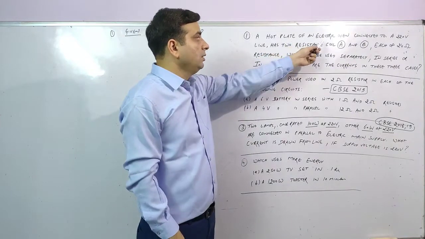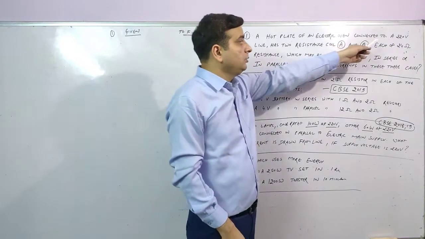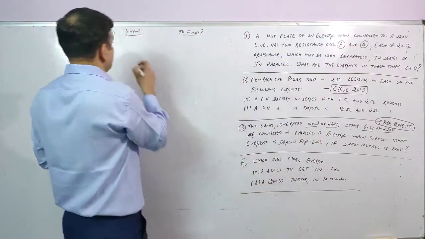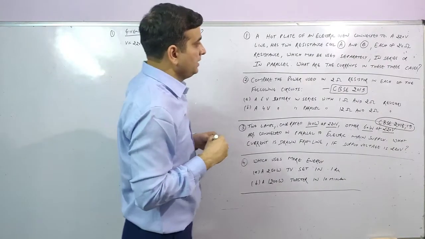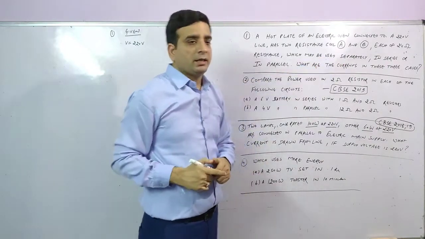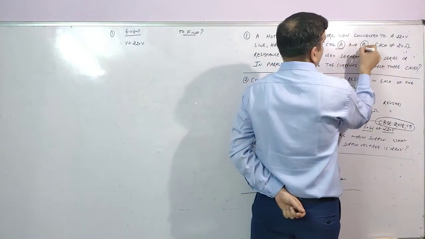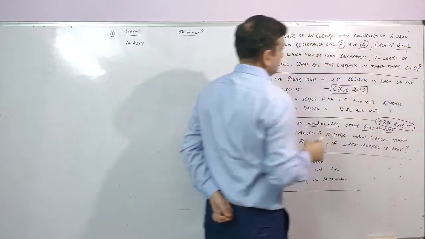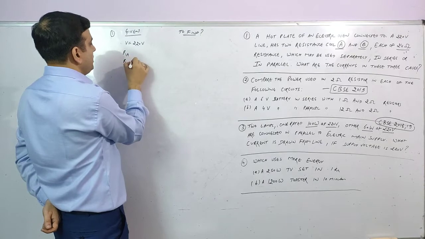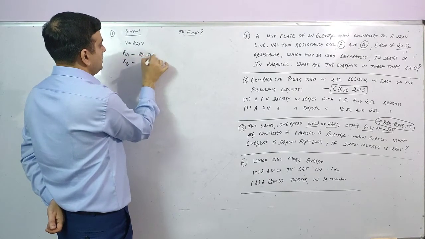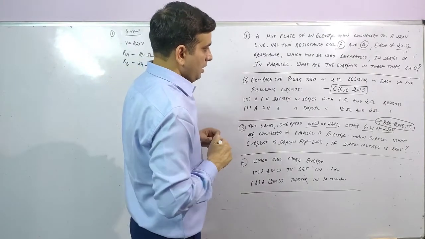A hot plate of an electric oven, एक इलेक्ट्रिक ओवन है, उसके अंदर हॉट प्लेट्स हैं, connected to a 220 volt line. So potential difference is 220 volt and has two resistance coils A and B, each of 24 ohm. एक coil A है, एक coil B है और हर एक की रेजिस्टेंस क्या है? 24 ohm. Means RA and RB. These are the two coils and each has equal resistance, which is 24 ohm.